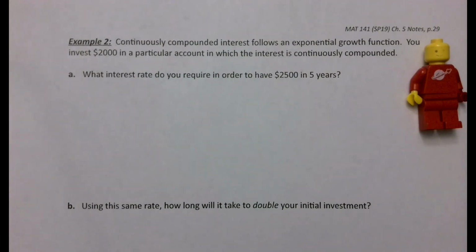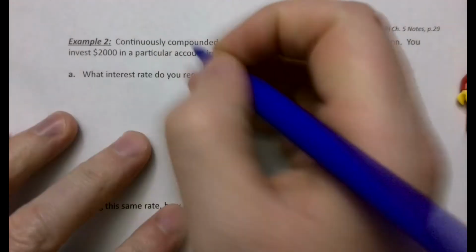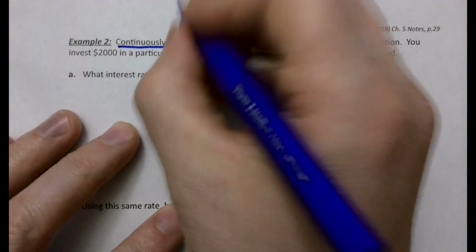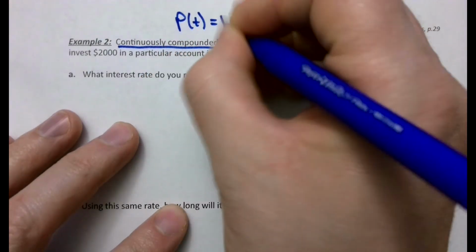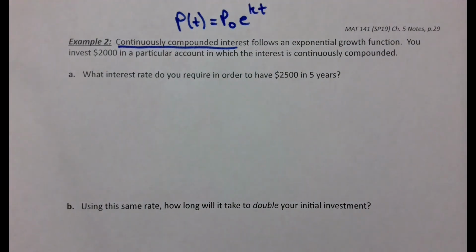At any rate, so we're going to continue with some more applications. This is a type of interest that I have not seen in the real world. Continuously compounded interest. It follows that exponential growth function. If you've forgotten what that is, it's P of t equals P naught e to the kt, where each thing is what it's supposed to be, right?